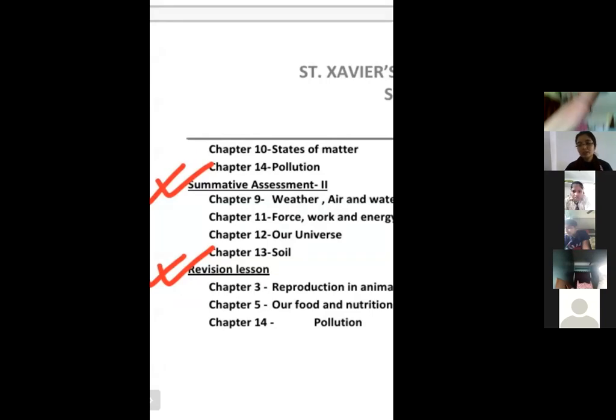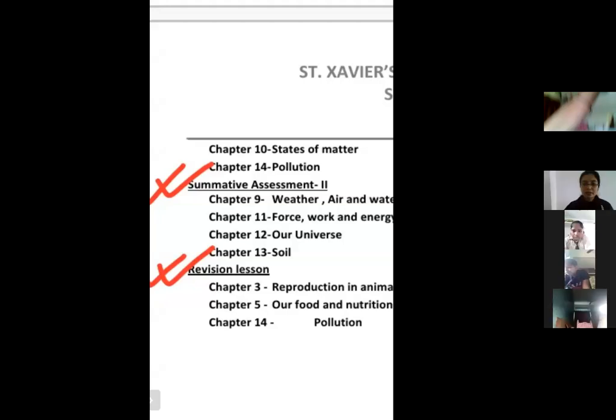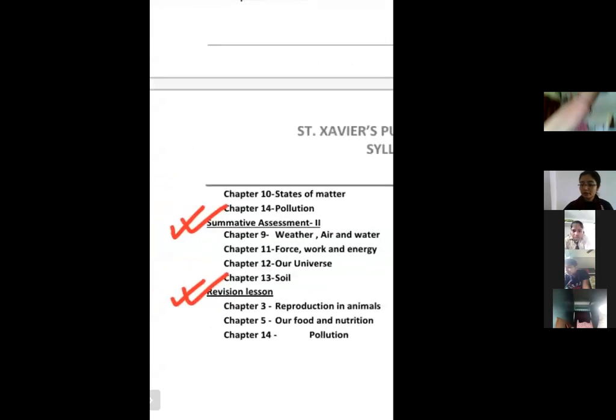Okay, these revision lessons you have already done previously. For previous exams, you have read these chapters, and 9, 11, 12, 13, these are the new chapters. We have already completed them, and we will do force, work and energy in the next class. So today you open your SST book. Let's see what we have done in the last class.